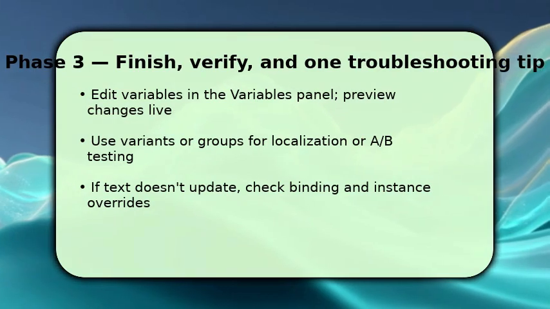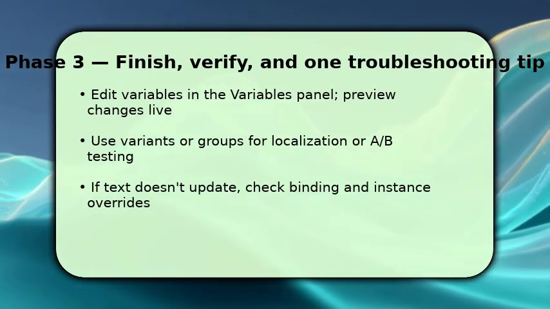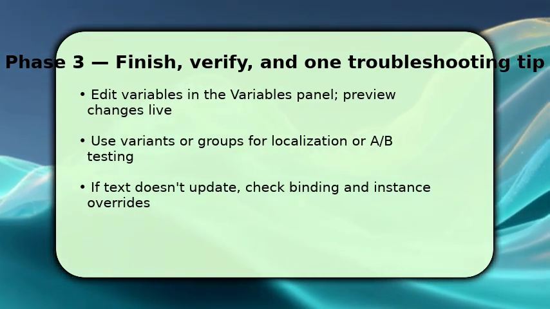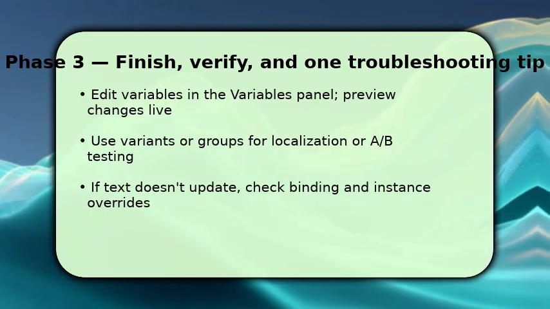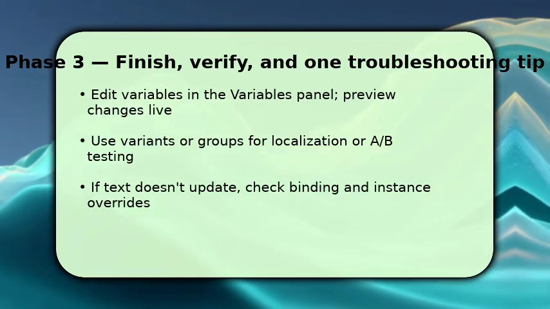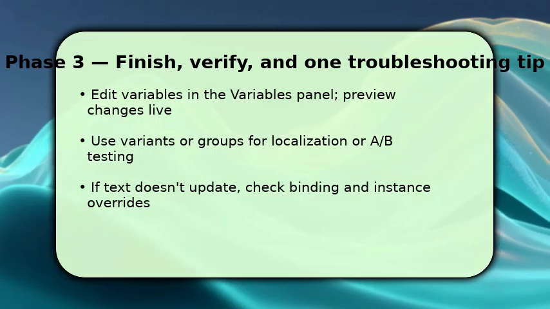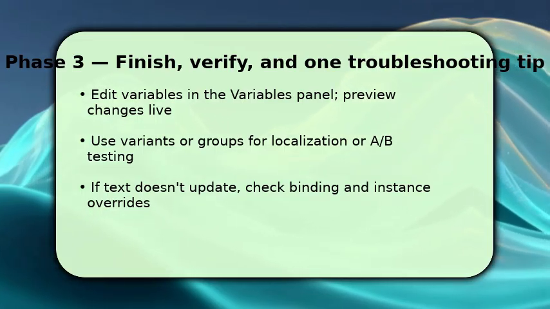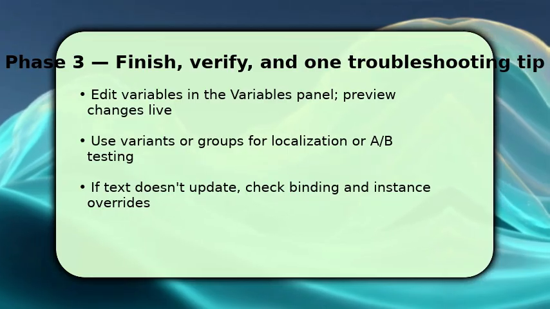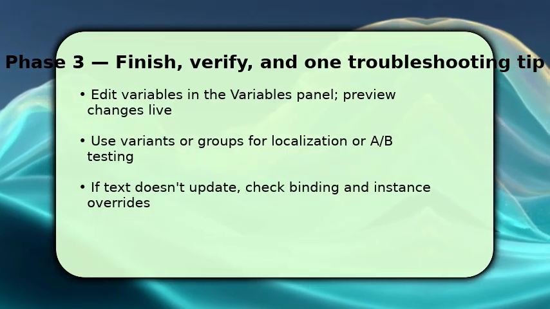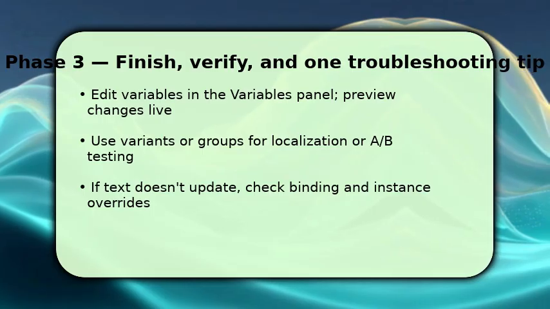Finish by managing and testing. Edit values in the Variables panel and watch your design update live, which speeds iteration. Organize variants or groups for localization and A/B testing, and use consistent naming conventions to keep scope clear. When you finalize, export or hand off with a variables map for developers.